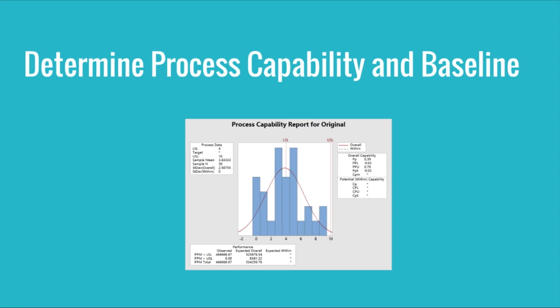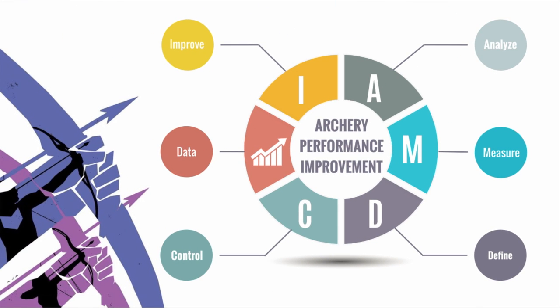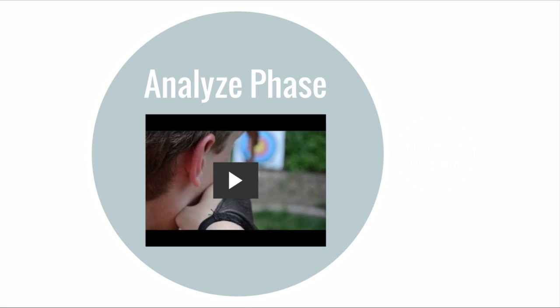Then we also use the process capability index to establish the performance baseline so as to evaluate the process capabilities. Next, in the analysis phase, we find what factors influence the performance. Let's first look at 10 steps for archery.